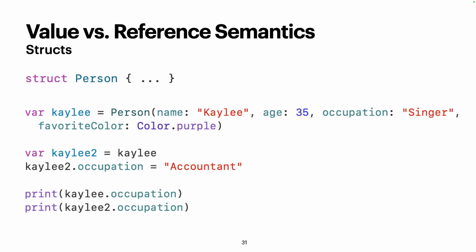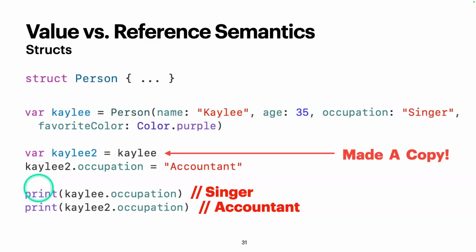What's the expected behavior of this? Yes. That's correct. Can you explain why? Because it's sort of by value, so you're making a copy.